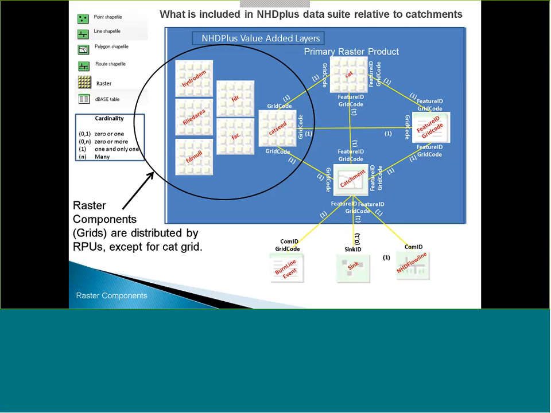The 6 items within the oval represent raster components that are distributed as grids. All of these are distributed by the raster processing unit, the RPU, which can be either the same size as the vector processing unit or significantly smaller. There's a software limitation on how big an area can be processed together at once.